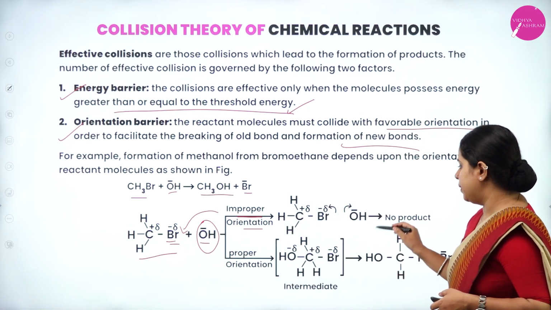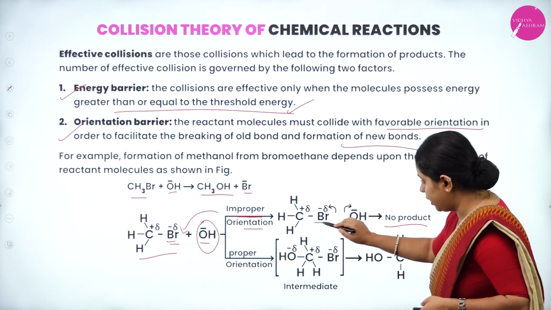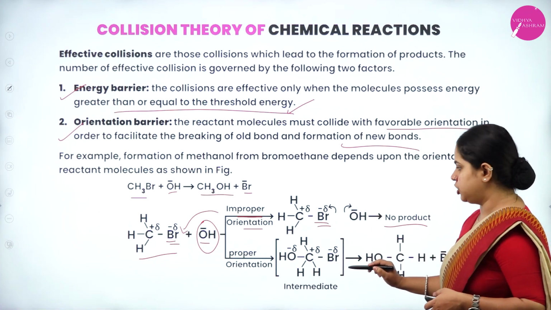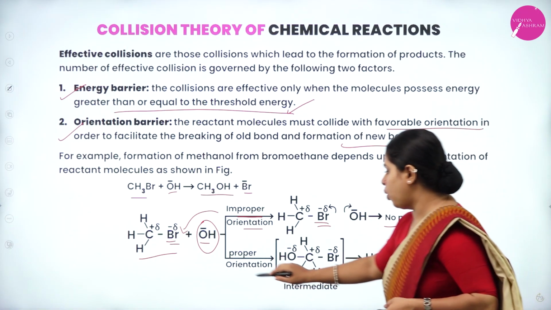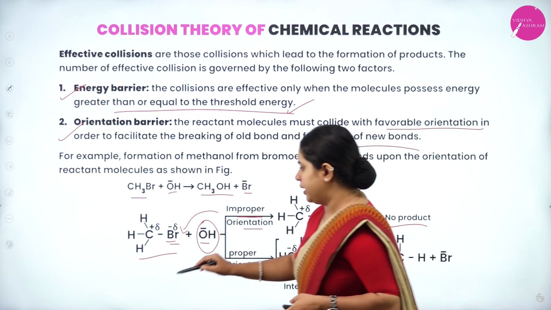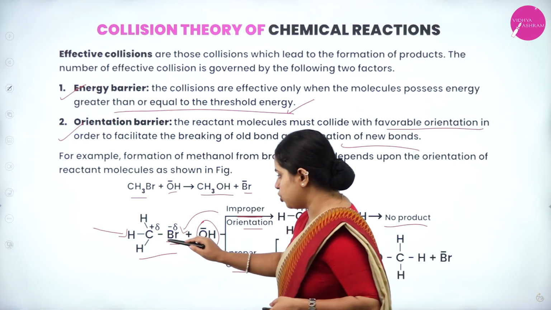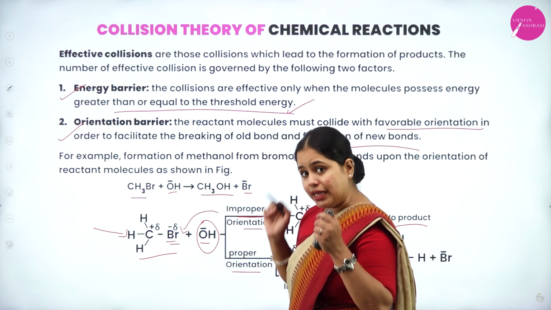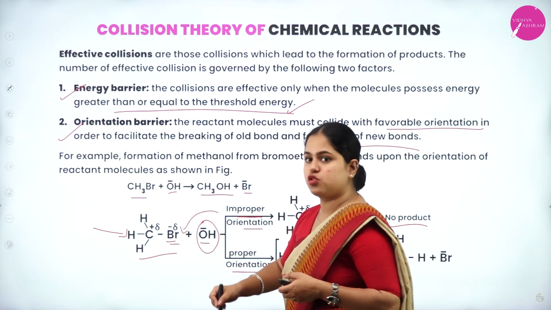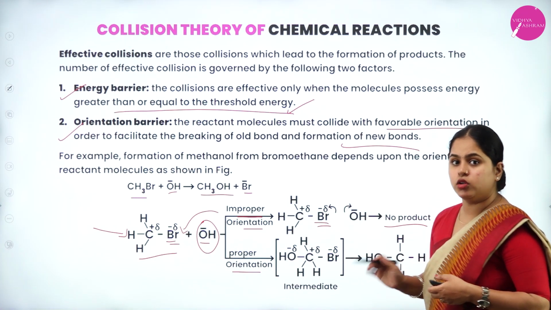So what is going to happen? No product will be formed because the bromine is already present in this direction. So can the OH minus attack from this direction? No. So what is the proper orientation then? The OH minus should attack from this direction. So OH minus will be attacking the carbon atom and forming a product here. At the same time, the carbon-bromine bond is going to break and the bromide ion is going to get released.